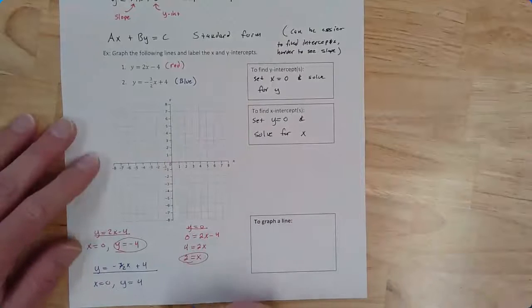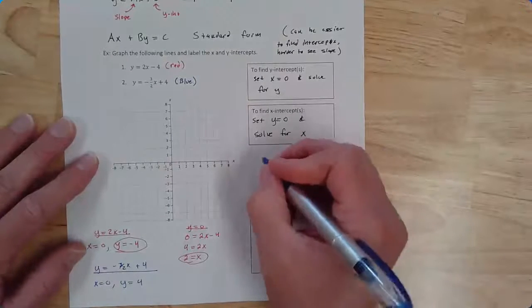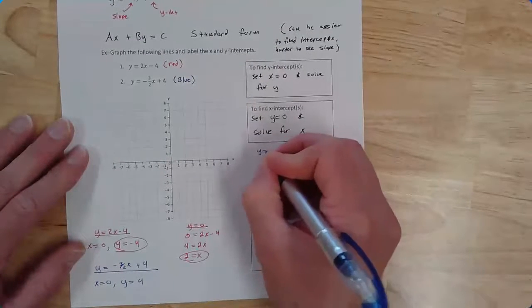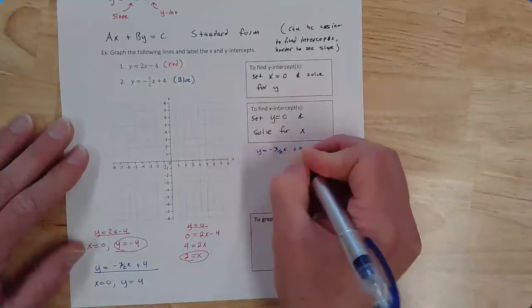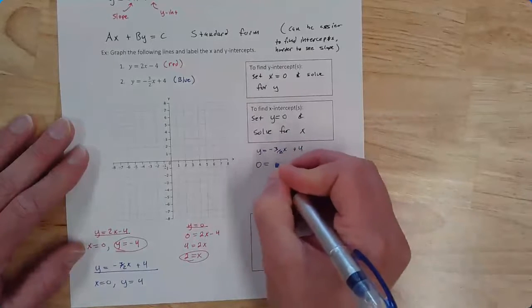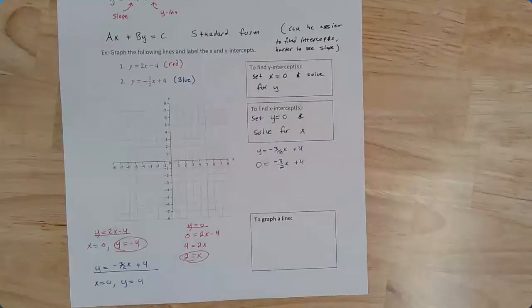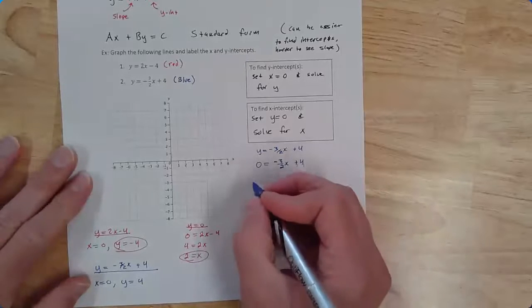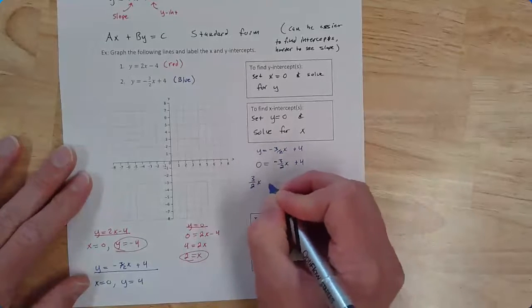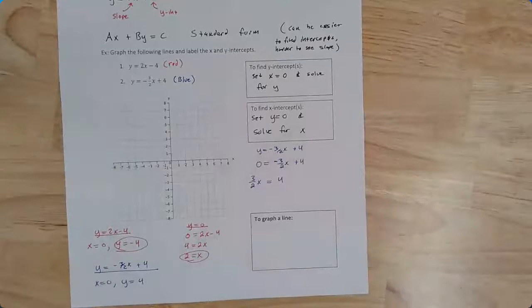And then for the blue line, it's a little more work. Let me do it up over here. If I set y equal to 0 in y equal to negative 3/2 x plus 4, I've got 0 equal to negative 3/2 x plus 4. My usual default mode of operation is to make things positive when I can. So instead of bringing the negative 4 over to the left and then multiplying both sides by negative 2/3, I'm going to bring the x term over to the left. I'm going to add 3/2 x to both sides and get 3/2 x equal to 4.